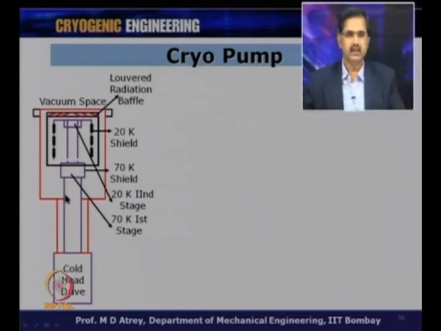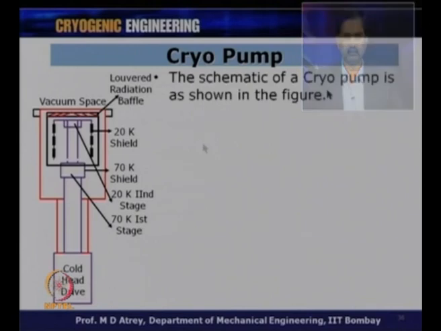So, you can see a 2-stage GM cryocooler which works in a closed cycle manner. You can have a compressor running this cryocooler. The first stage of this cryocooler delivers around 70 Kelvin. The second stage of the cryocooler delivers cooling effect at around 20 Kelvin. And this works on the principle normally of a GM type machine, which we have seen already.